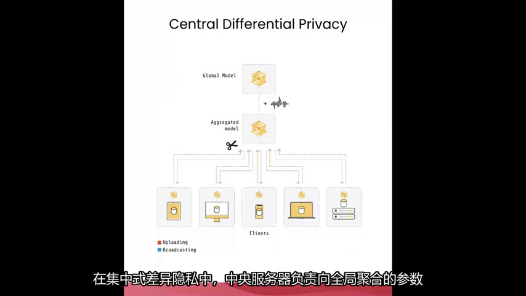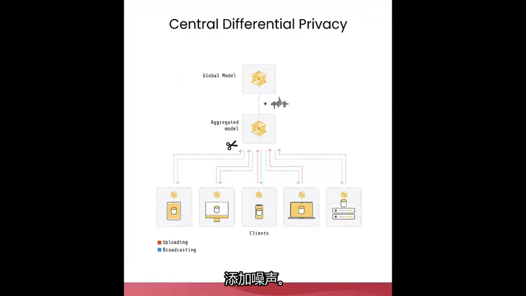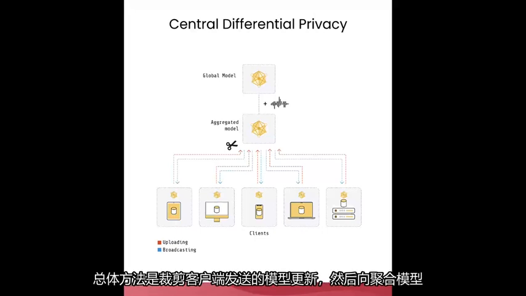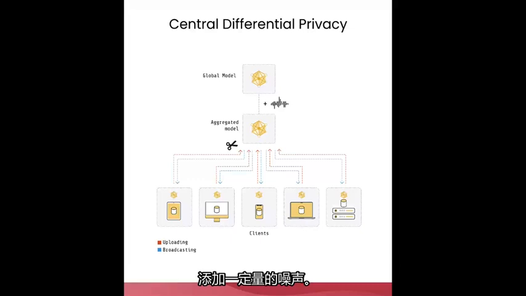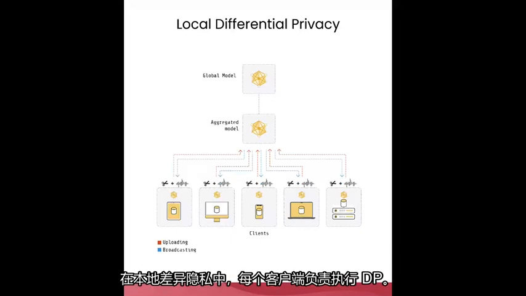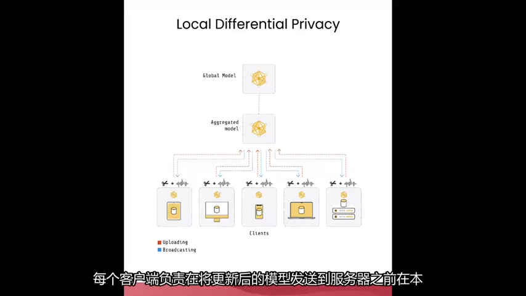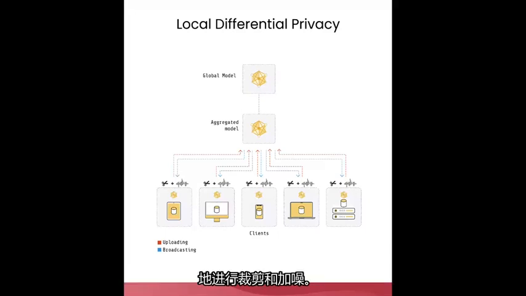In central differential privacy, the central server is responsible for adding noise to the globally aggregated parameters. It should be noted that trust in the server is required. The overall approach is to clip the model updates sent by the clients and then add some amount of noise to the aggregated model. In local differential privacy, each client is responsible for performing DP. Local DP avoids the need for a fully trusted aggregator. Each client is responsible for performing clipping and noising locally before sending the updated model to the server.